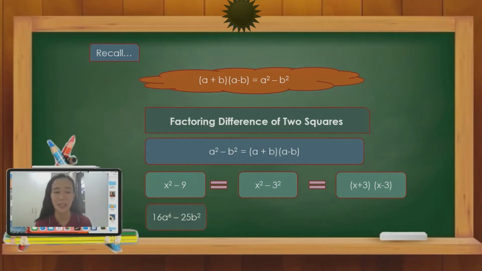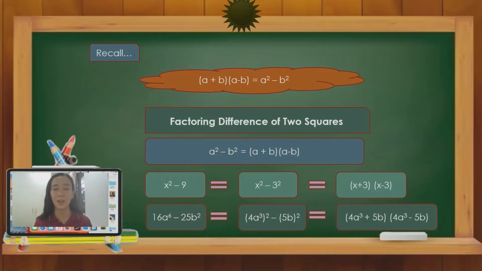Another example, 16a raised to 6 minus 25b raised to 2. This is also equal to (4a raised to 3) quantity squared, minus (5b) quantity squared. So we have here 4a cubed as our a and 5b as our b. Then the factor is (4a cubed plus 5b)(4a cubed minus 5b).